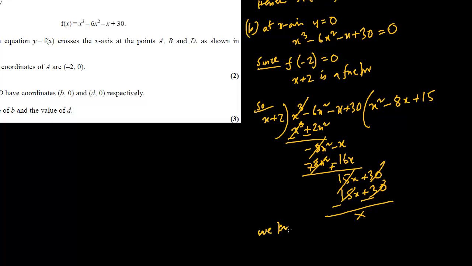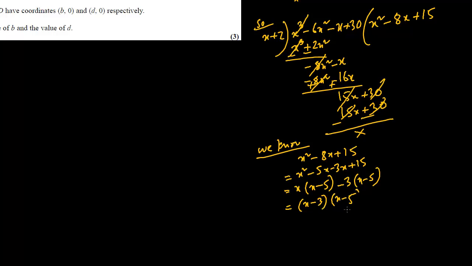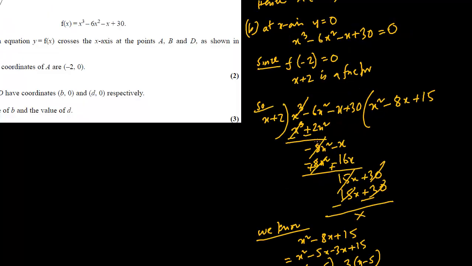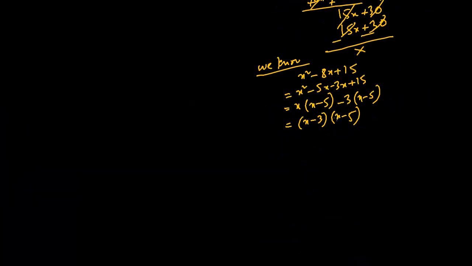We have x squared minus 8x plus 15. We know 3 fives are 15. So minus 5x minus 3x plus 15. Taking x common, it would be x minus 5, and taking 3 common, it would be x minus 5. So the factors are x minus 3 and x minus 5. Now we get back to the original equation that we want to solve to find the values of x, where this curve cuts the x-axis. Instead of the cubic equal to 0, we can write down the 3 factors.